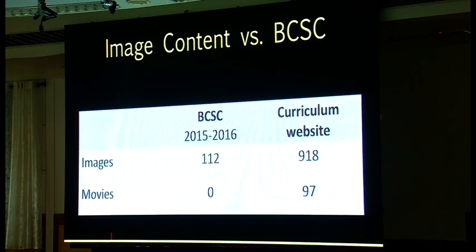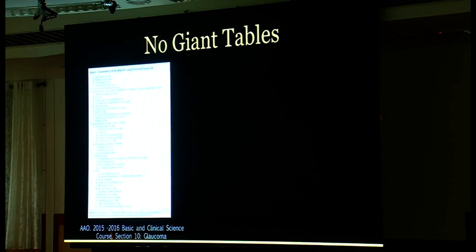The advantage of these kinds of technologies is that you can have lots of illustrations. You don't have to have, oh, the most amazing ICE syndrome I ever saw in my life. No one's ever going to miss that. They're going to miss the most subtle ICE syndrome. So I have 8 times as many illustrations as the BCSC book, but I also have 97 movies, which you obviously can't put in a book.